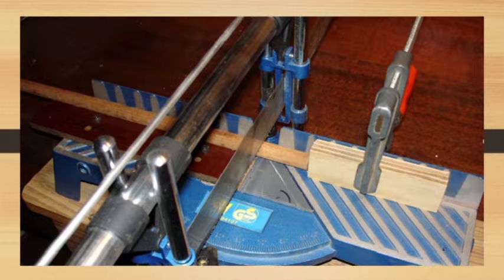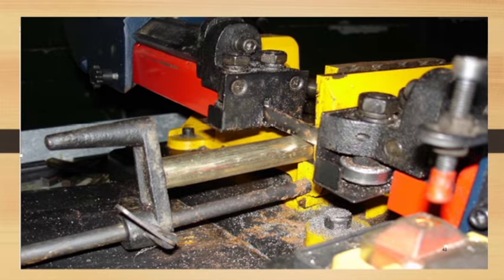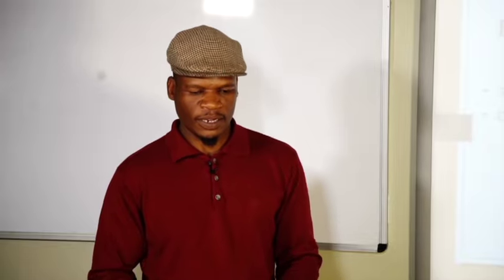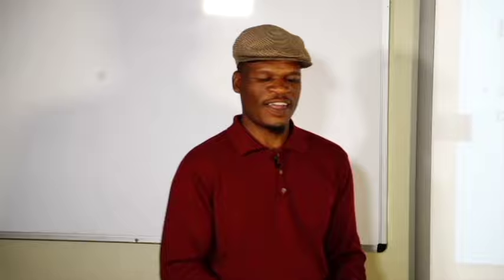Even if you want to cut a steel, you can still see a steel rod being cut there with the stop on this side. So that is the process that we refer to as a stop method. Then the last method that we're going to look at is the 3-4-5 method.